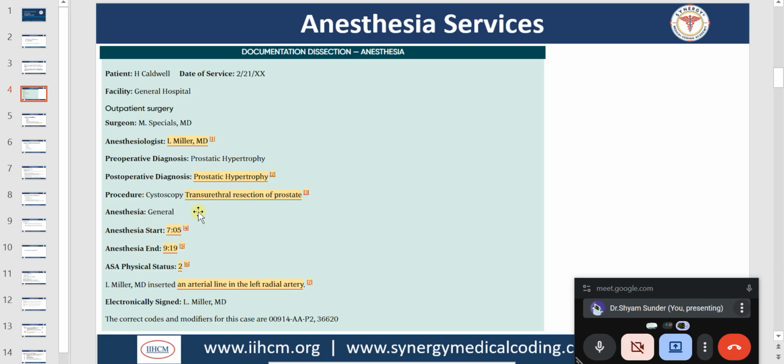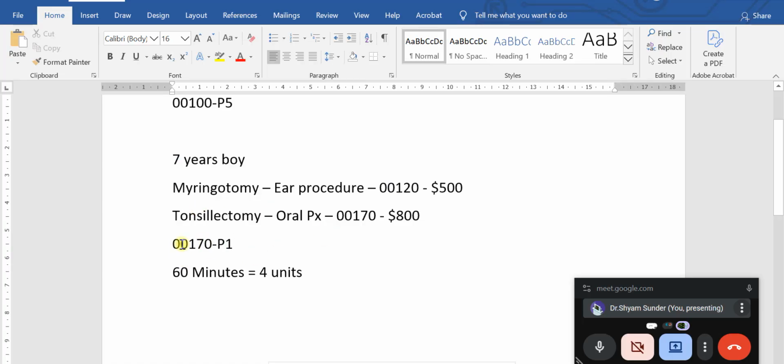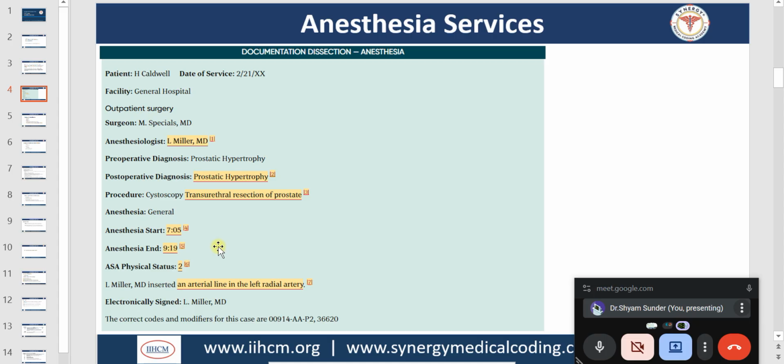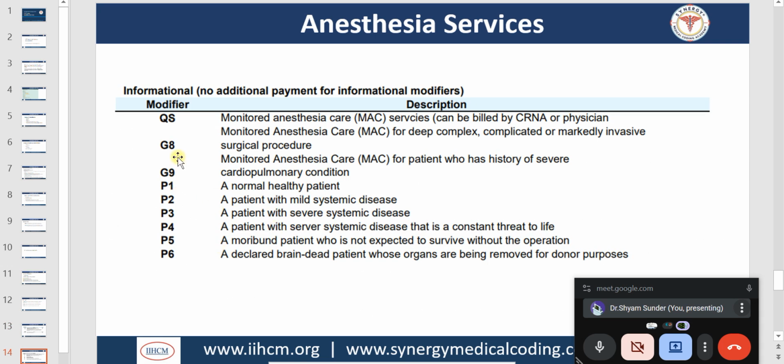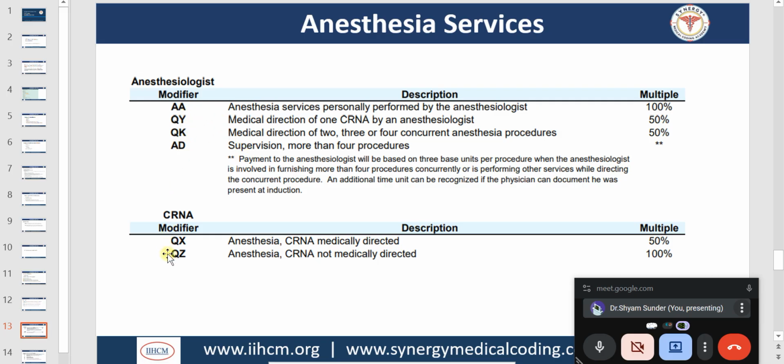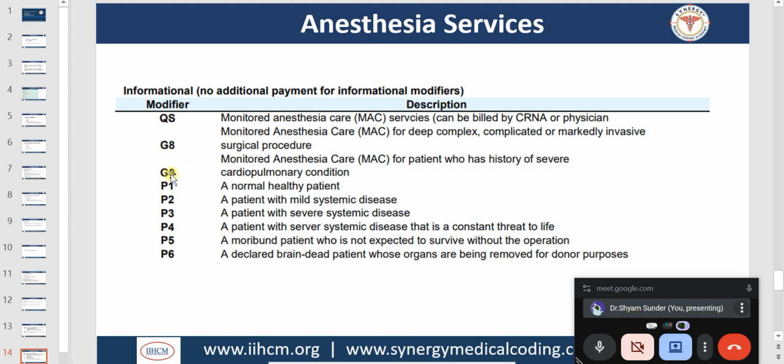The moment you see monitored anesthesia care, you will use the same anesthesia code with the corresponding MAC modifier, like G8, QS, or J. You don't find these modifiers in your CPT book. You'll find them in the HCPCS book. These modifiers as well as Z9 you'll find in HCPCS, because I already provided you the HCPCS books. At the end, you can see these books.